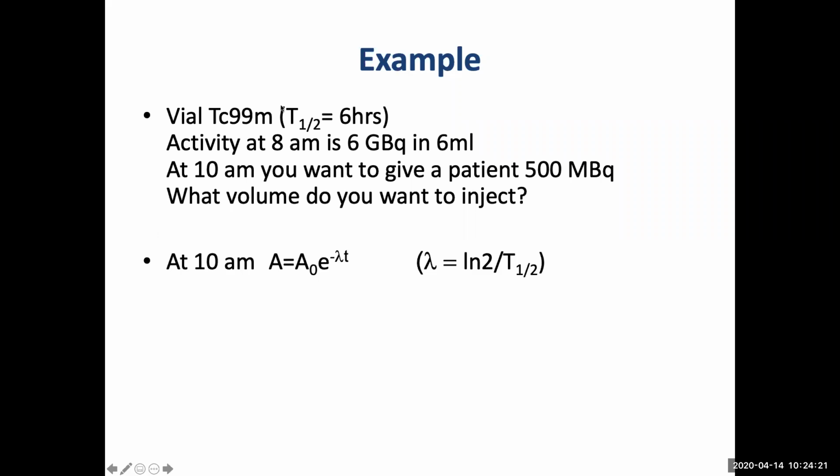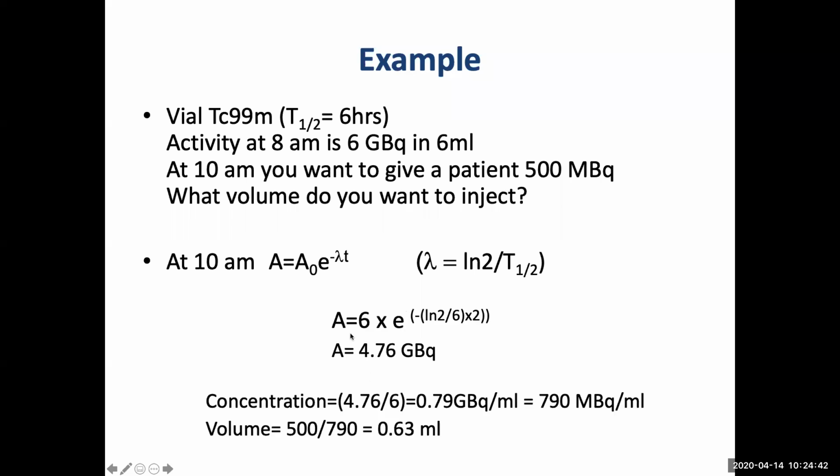We calculate the activity. At 8 a.m. the activity was 6 gigabecquerel. So this is the initial activity here, 6, and we need the final activity A. Lambda, we know, is ln 2 over t half. We have t half of 6 hours, and ln 2 is 0.693. So to calculate the activity, we have 6, the initial activity, and ln 2 multiplied by 6, divided by 6, which is the half-life, multiplied by 2, the 2 hours difference between 8 and 10. And we get the final activity, 4.76.